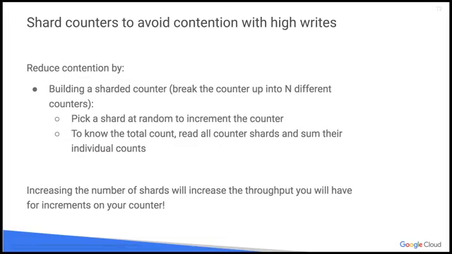To reduce contention, because serialized writes stack up and start to time out, you would build a sharded counter. You would break the counter up into n different counters. When you want to increment the counter, you pick one of the shards at random and increment it. To find out the total count, you would read all of the counter shards and sum up individual counts. Increasing the number of shards will increase the throughput you will have for increments on your counter.